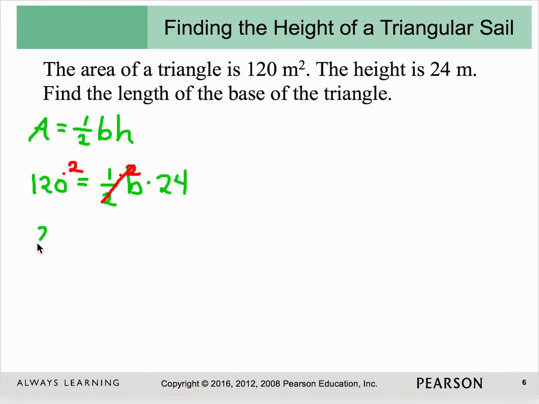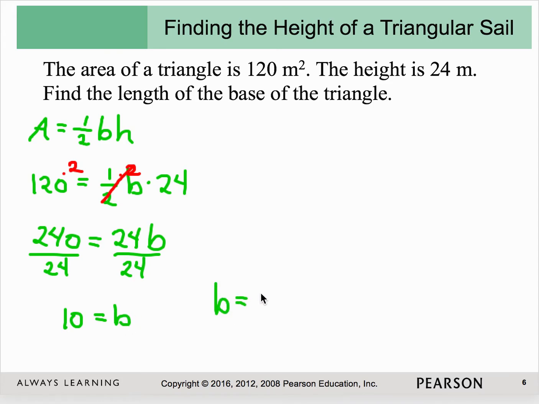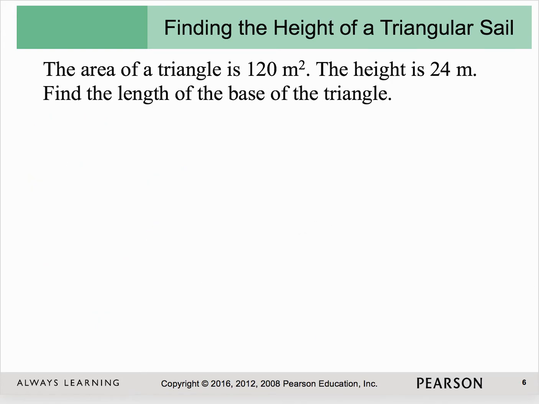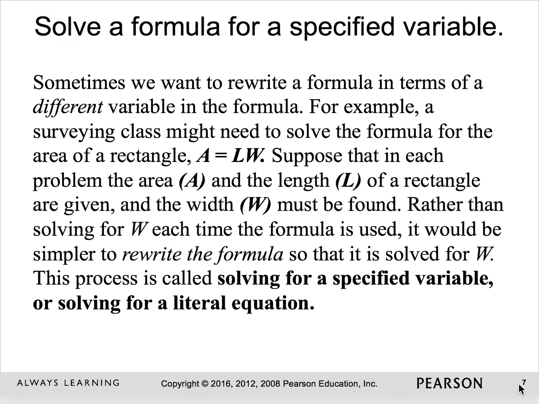And we have 240 equals, I'm going to flip it around and make it 24b. B times 24, 24 times b, doesn't matter. Multiplication is commutative. And then divide by 24. So 10 equals b, and I need that to say 10 meters. We found the length of the base. Make sure you actually answer the question.